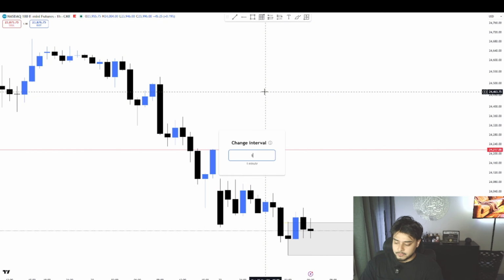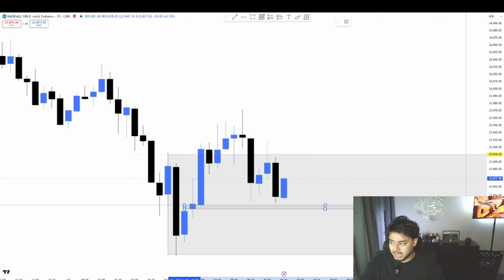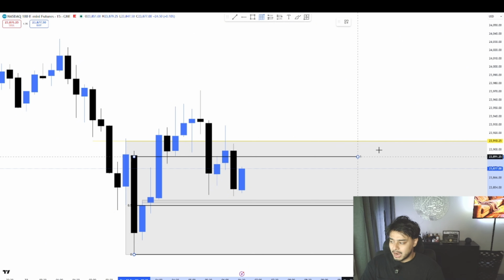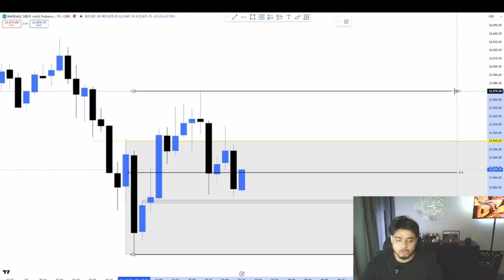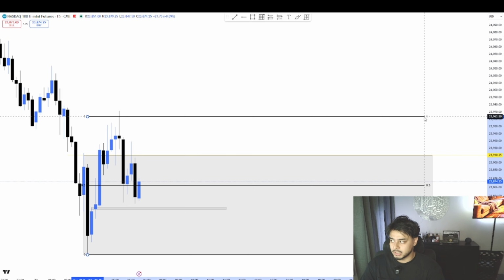We scale down to the 15-minute time frame to draw our fair value gap. We do have a little tiny fair value gap inside of our order block right over here. And we also have a 15-minute. We also have a 1 hour equilibrium right over here. Beautiful setup to the upside right now.